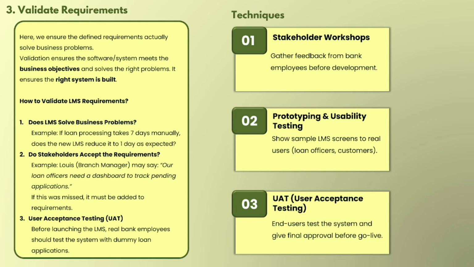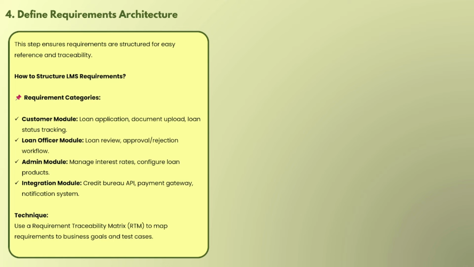Now let's move to another key task of requirement analysis and design definition, that is define requirements architecture. This step ensures requirements are structured for easy reference and traceability. In short, this step is about organizing the requirements in a way that's easy to understand and reference. We structure them so we can easily track how each one connects to others and how they fit into the overall project as well. It helps make sure nothing gets lost and we can trace decisions and changes later on.